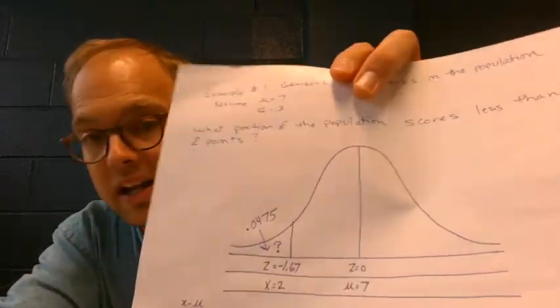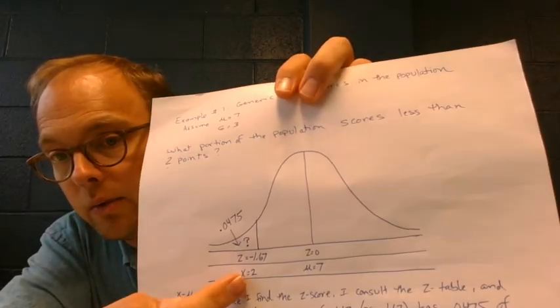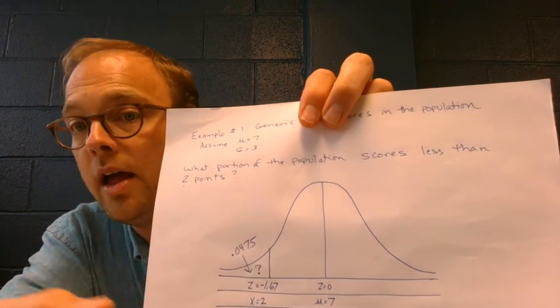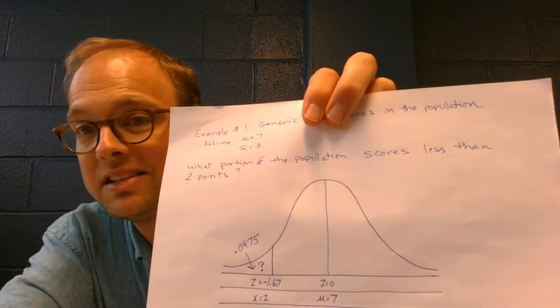The question is, what portion of the population scores less than 2 points? Think about that. Points. What are we talking about there? We're talking about data, right? Scores. This population had a mean of 7, a standard deviation of 3, and the question is asking about a raw score of 2. Again, what is the question? What portion of the population scores less than 2?